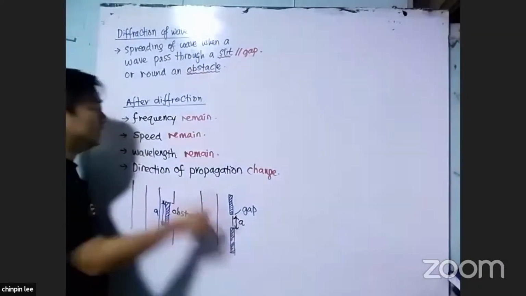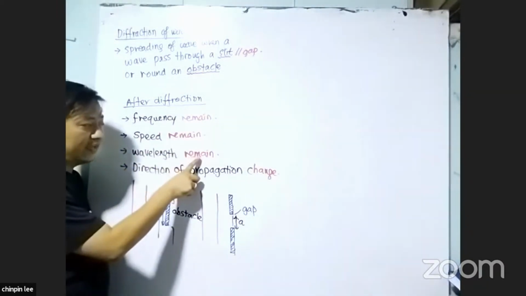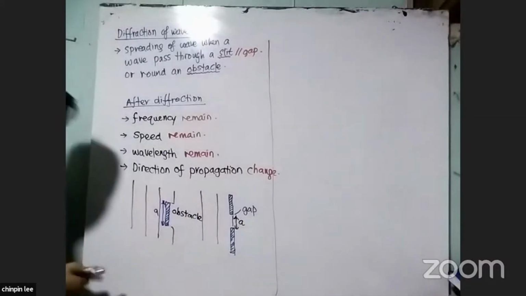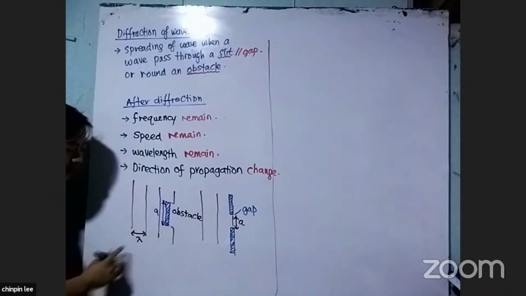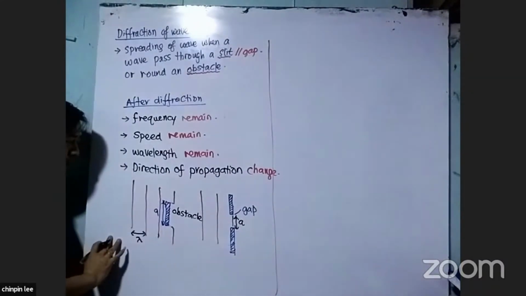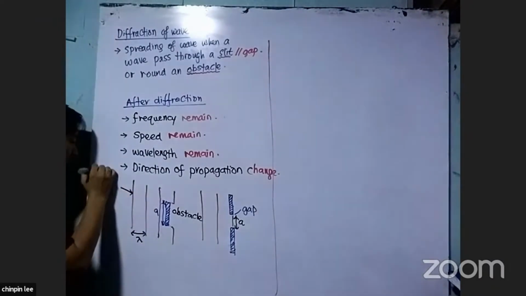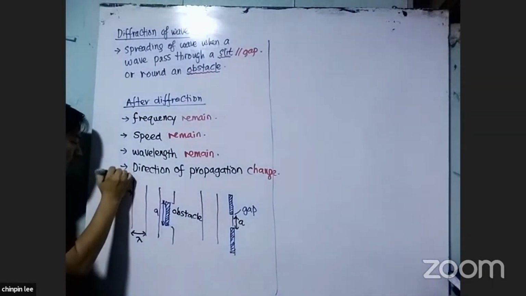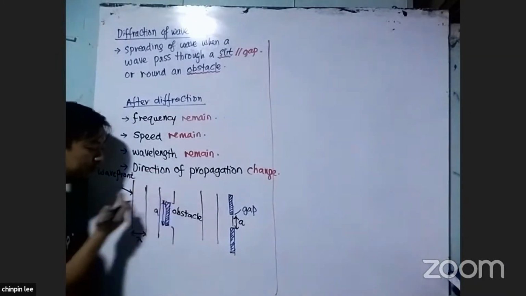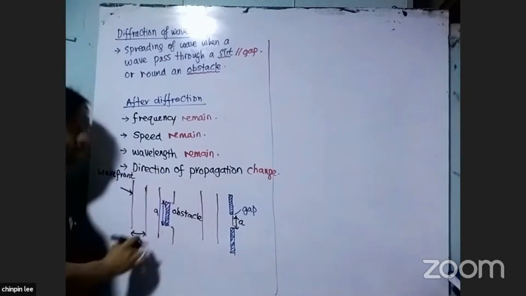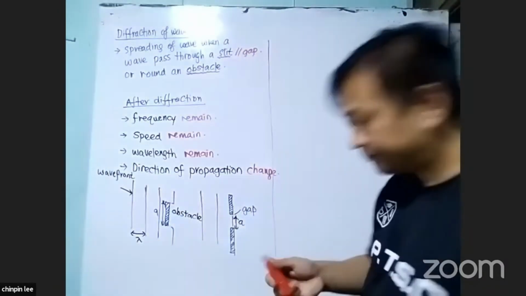Now, what you need to know is the frequency remains, the speed remains, the wavelength remains. This one we call the wavelength. And this line we call the wavefront, as I told you before. When the wavefront passes through here, what will happen to the wavelength? We are going to study the gap first.